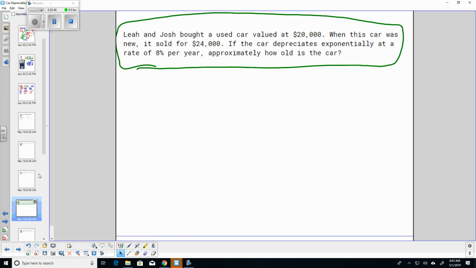Josh and Leah bought a car for $20,000. When the car was new, it was sold for $24,000. If we know the rate of depreciation is 8%, how old is the car?